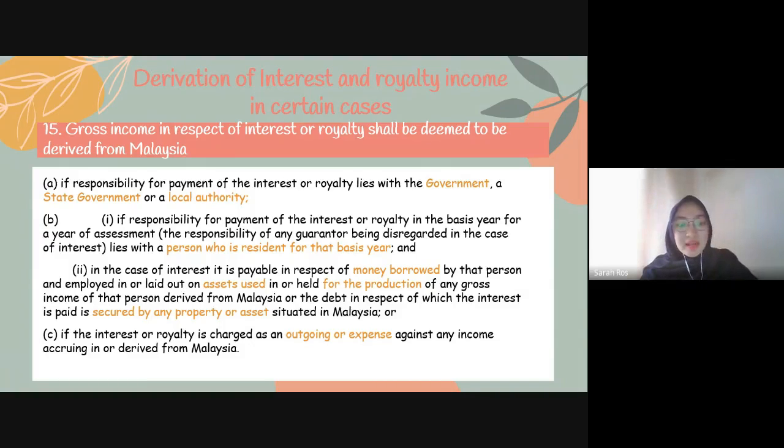And then for Section 15(1)(b)(ii), in the case of interest, only interest, not royalty, the interest payable is in respect of money borrowed by that person and employed in or laid out on an asset used in or held for the production of any gross income of that person derived from Malaysia, or the debt in respect of which the interest is paid is secured by any property or asset situated in Malaysia. Okay, this statement is quite confusing, but I'll give the example.